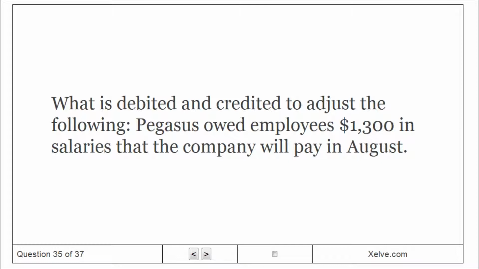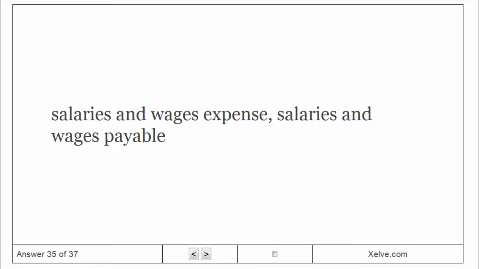What is debited and credited to adjust the following? Pegasus owed employees $1,300 in salaries that the company will pay in August. Salaries and wages expense. Salaries and wages payable.